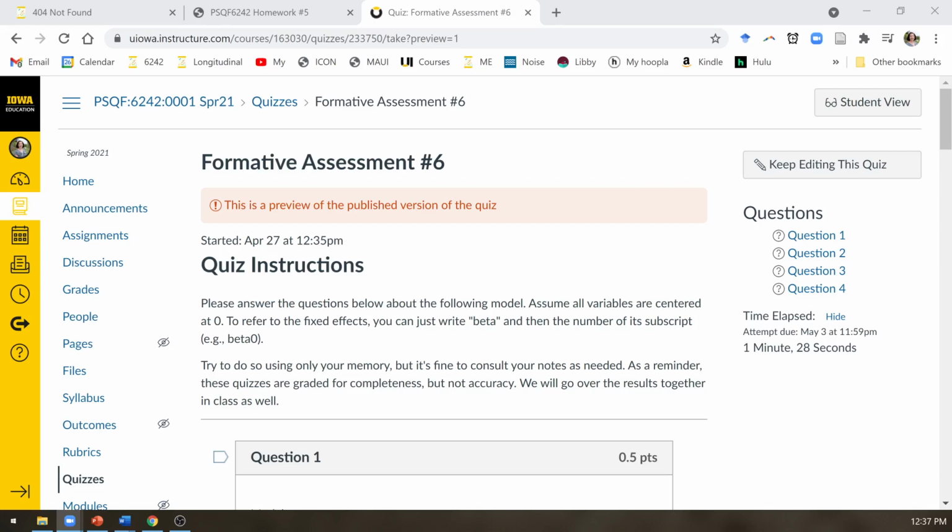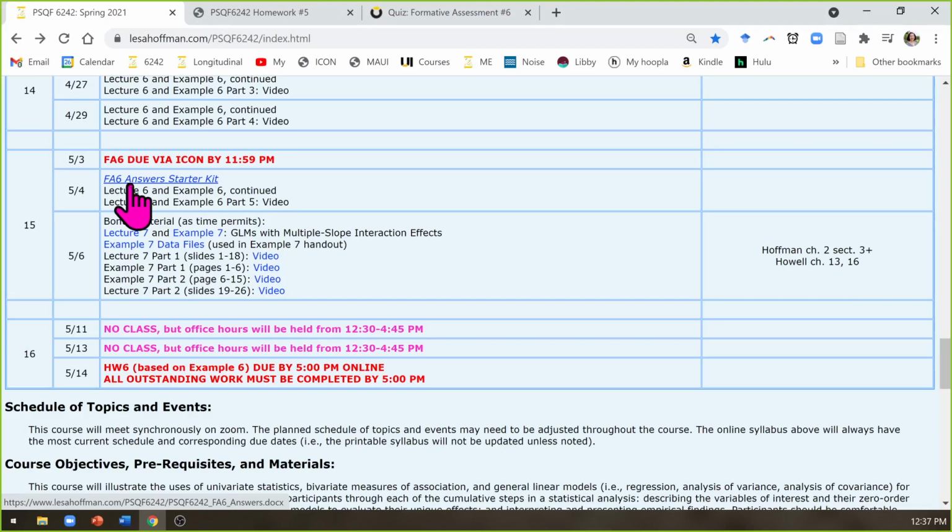It is on the homework page for next Tuesday. I have a FA6 Answers Starter Kit here. So that will help give some structure to what I'm asking you to do. My plan is to go over it in class using this document and then filling out the answers.